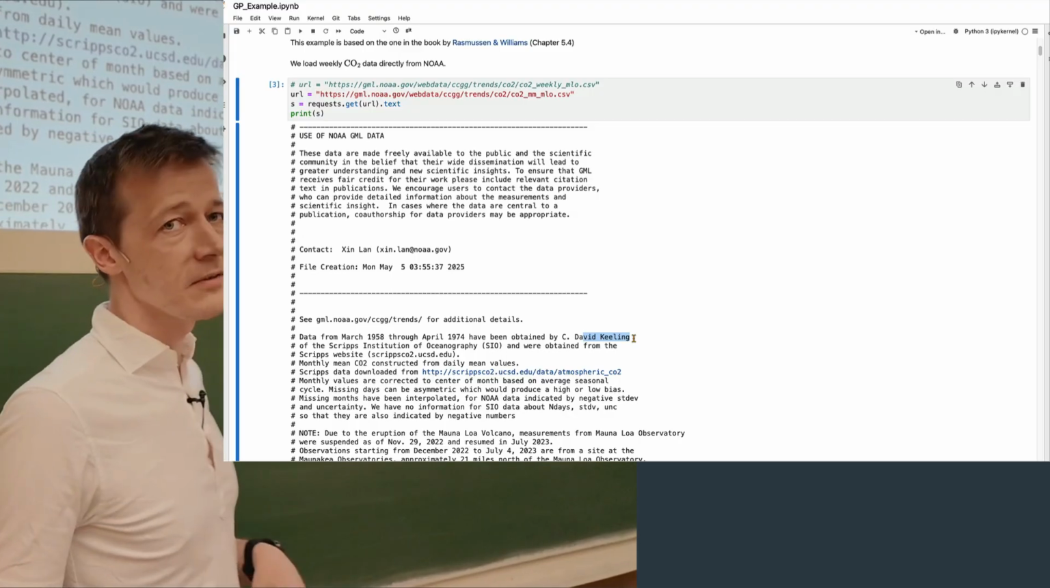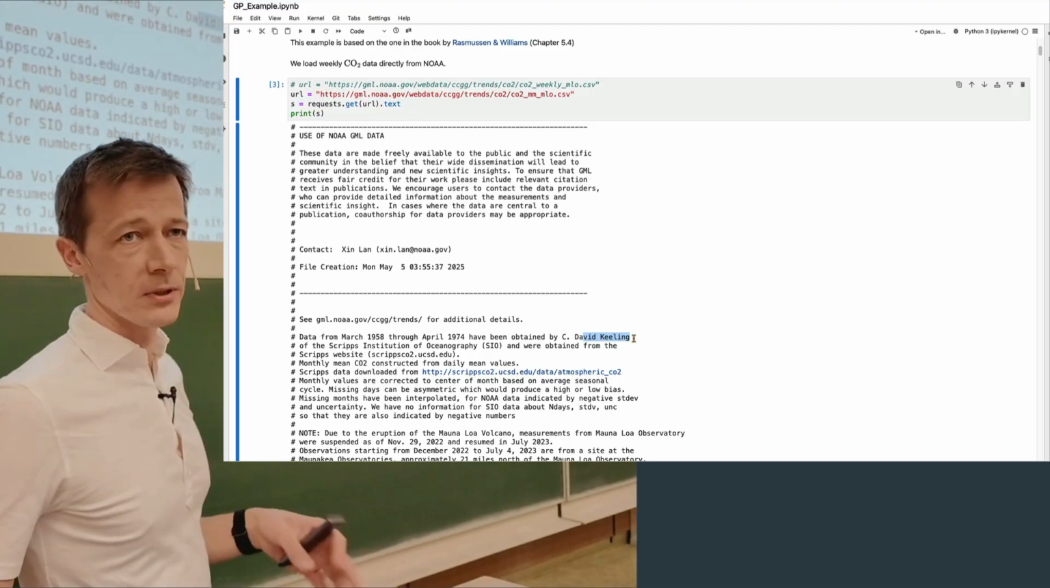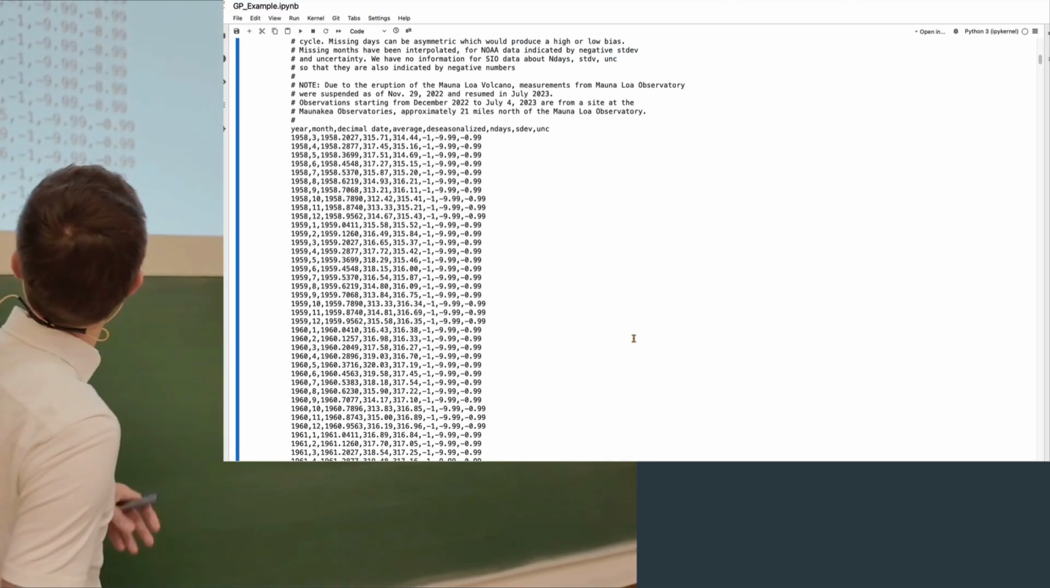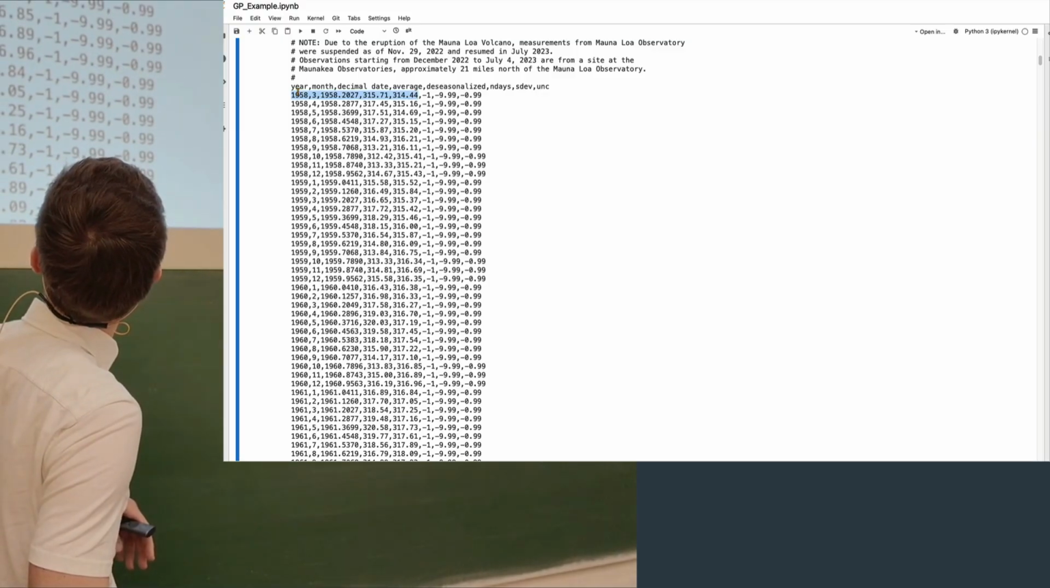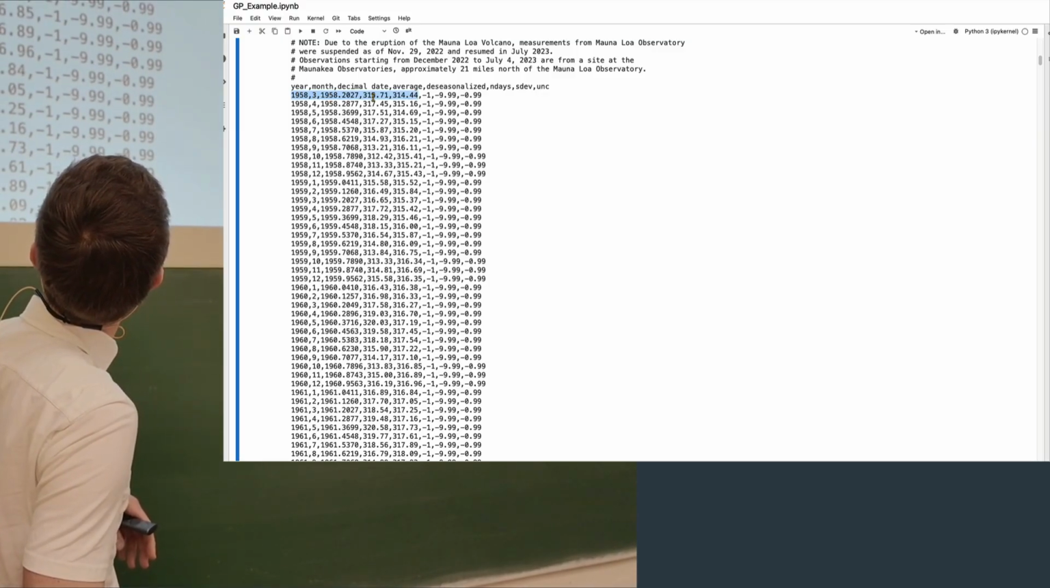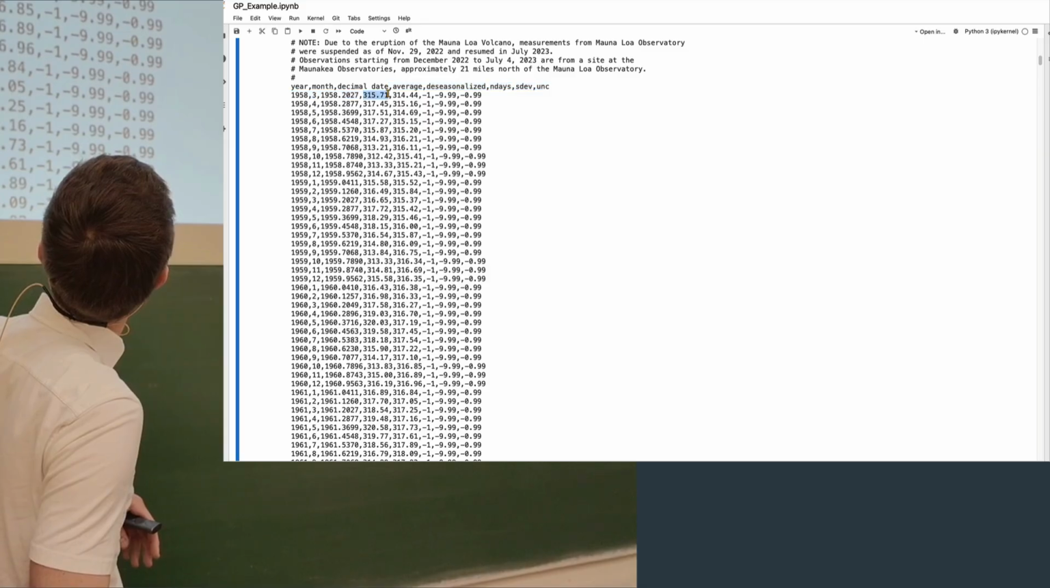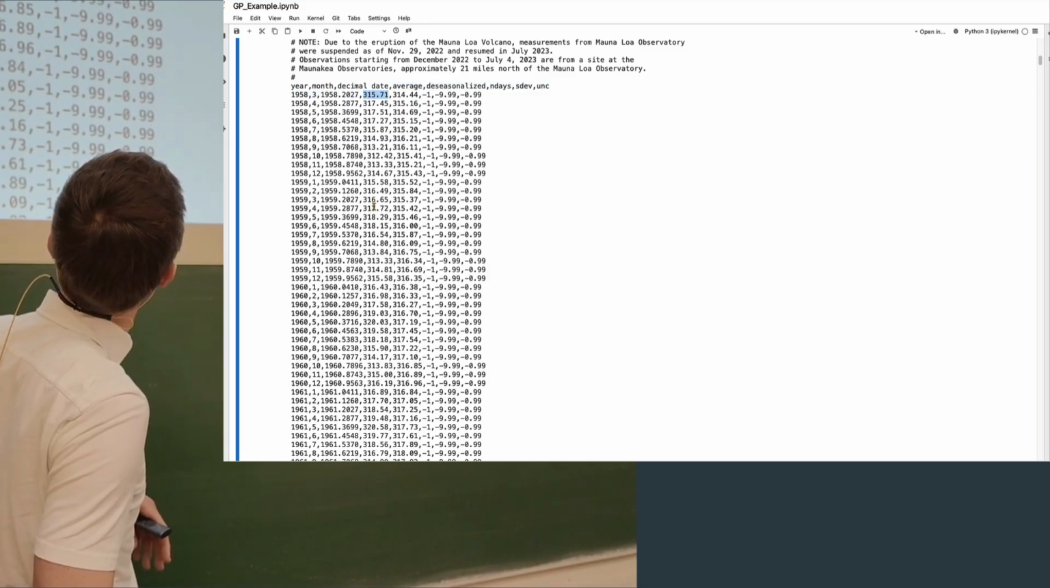By the way, the first person who started collecting this data was called David Keeling. He's still in the CSV file, and this is why this is called the Keeling curve. So here's the actual measurements. They come in here with years and weeks and dates, and these are the actual numbers. These are the Y points that come out, and there's a bunch of other data as well.